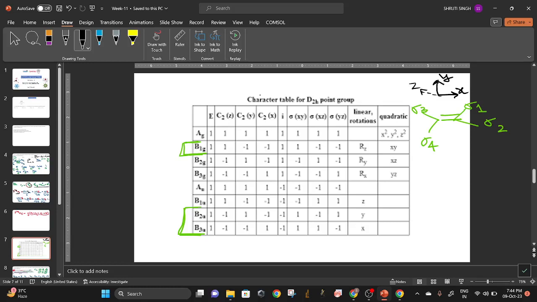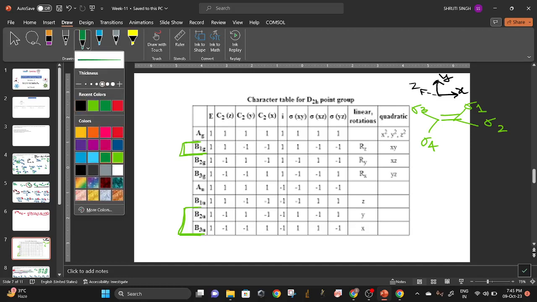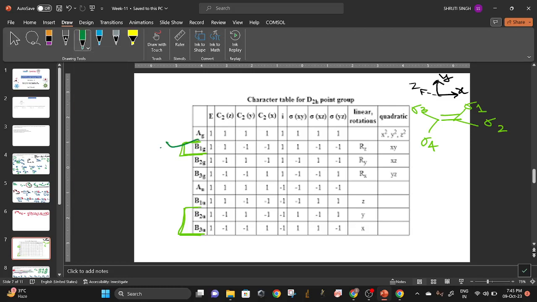Yes, it's correct. So here also you got lucky because the first one was B1G. So for B1G you will get twice sigma 1 minus sigma 2 minus sigma 3, and so like this we solve this.